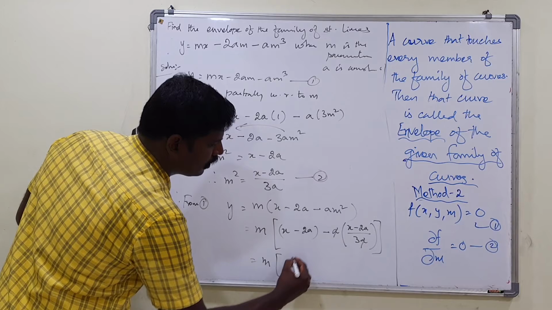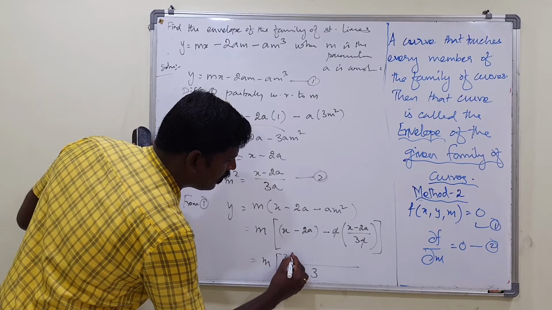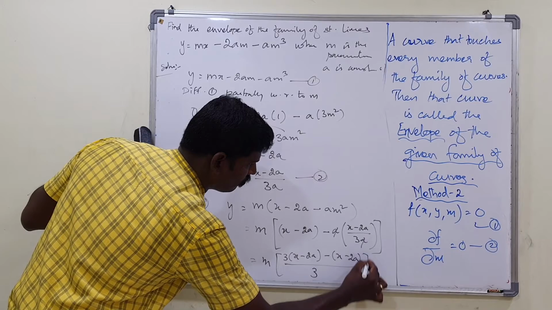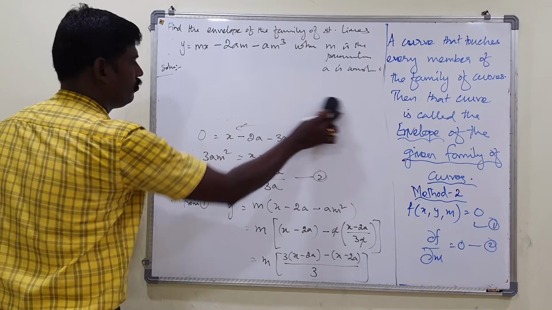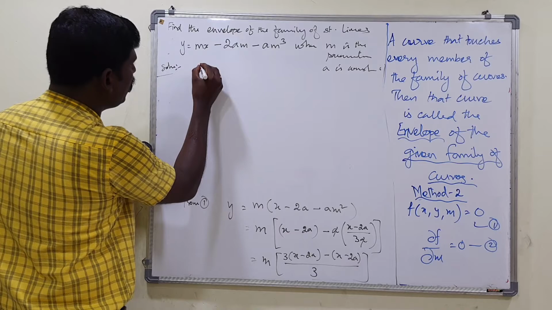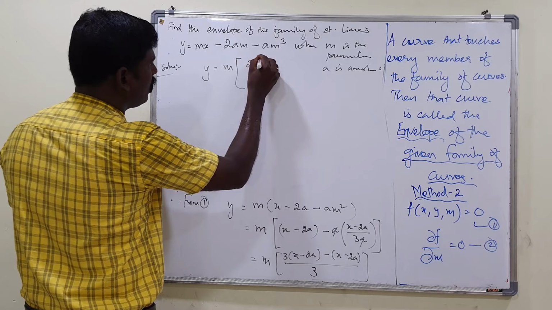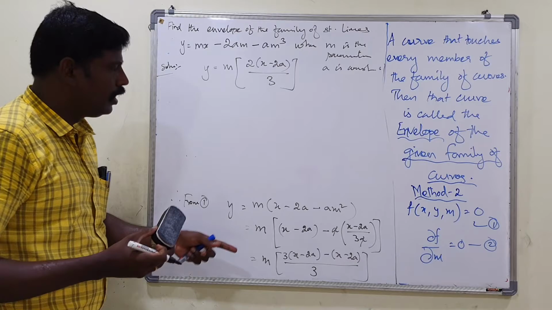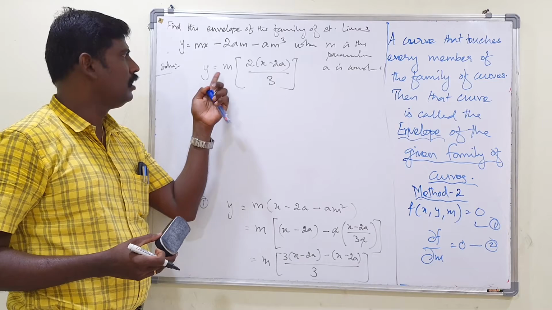So 3 times x minus 2a minus x minus 2a. So 2 times x minus 2a by 3, isn't it? What you will get? So y equals m into 2 times x minus 2a by 3, right? Still m is present here, we can't eliminate it, we need to eliminate this m, okay?